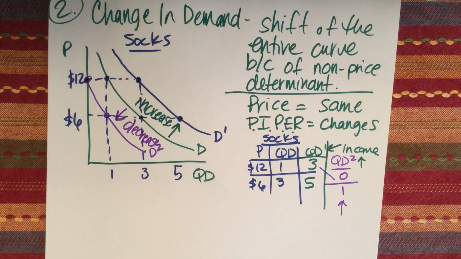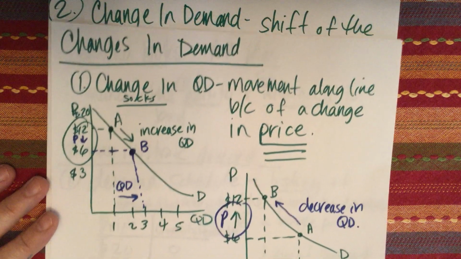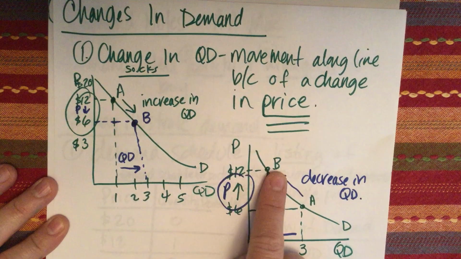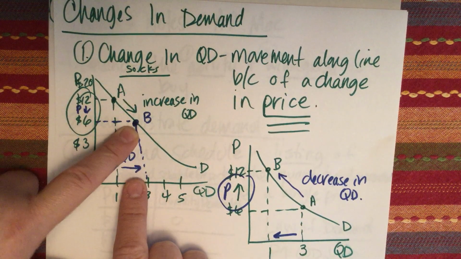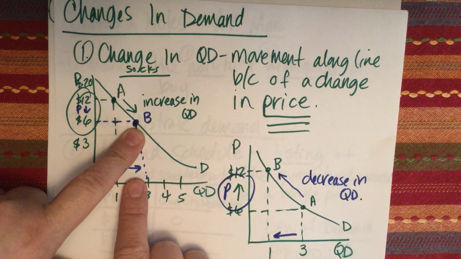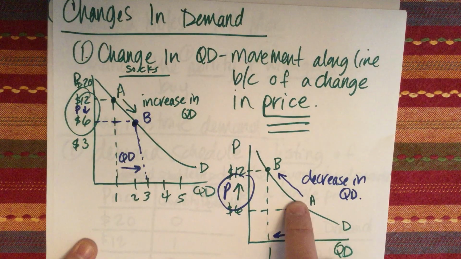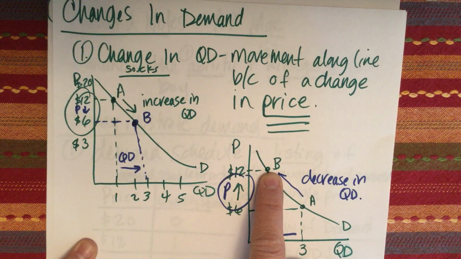So again, just to review a little bit what I just went over, there are two ways that you show a change in demand. The first way is a movement along the line because of a change in price. What's changing here is price, and so then there's just a movement along the line. An increase in quantity demanded is down the line, a decrease in quantity demanded is up the line.